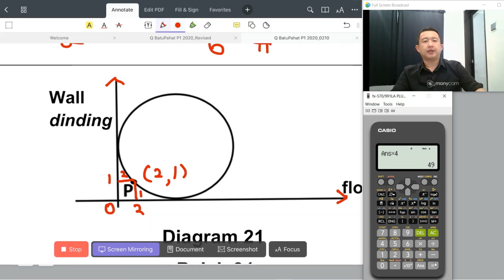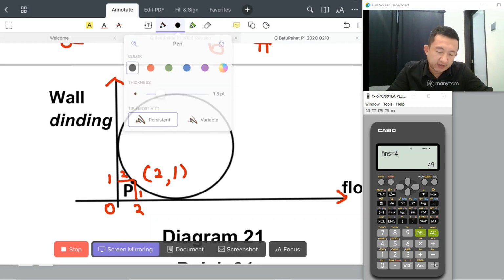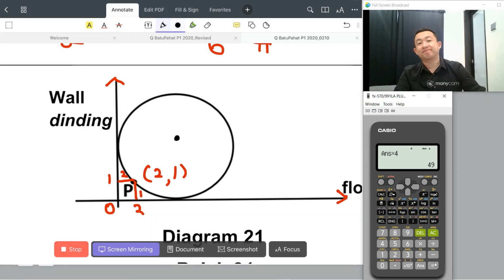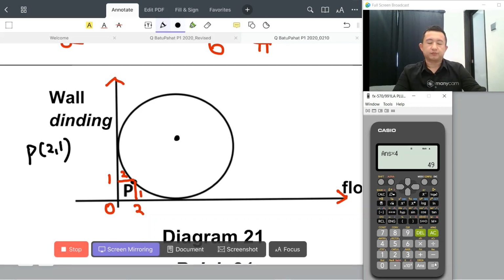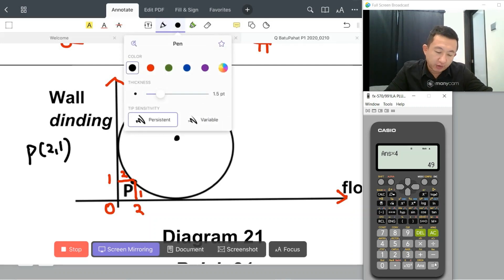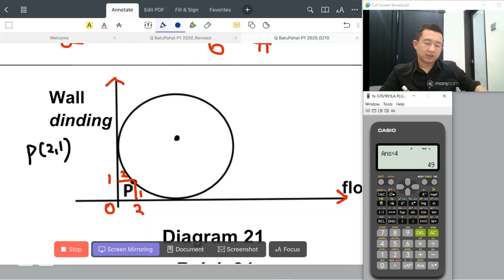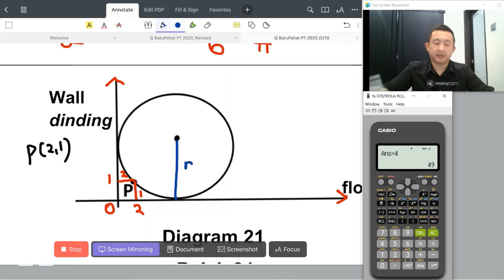Okay. Now we need to find the radius of this wheel. To find the radius, maybe you can sketch a center point. Okay, remember P right here, the coordinate is (2, 1) now. Okay, you answer me and let me know. Is this the radius? Yes, right? This is the radius. Okay. Is this also the radius? Yes, it's a radius. Can you tell me the coordinates for this center point?